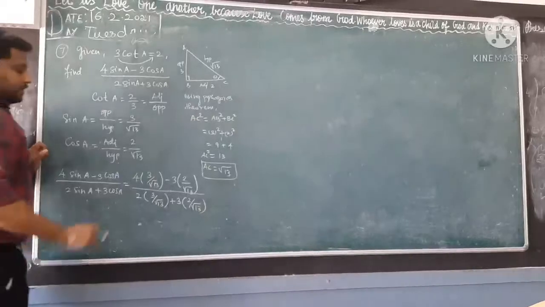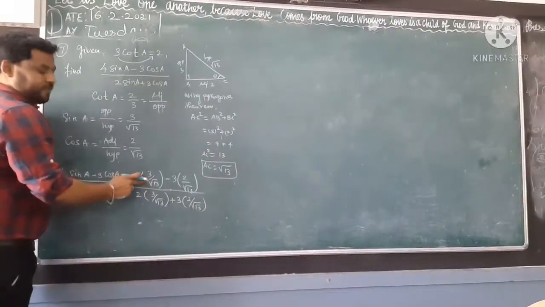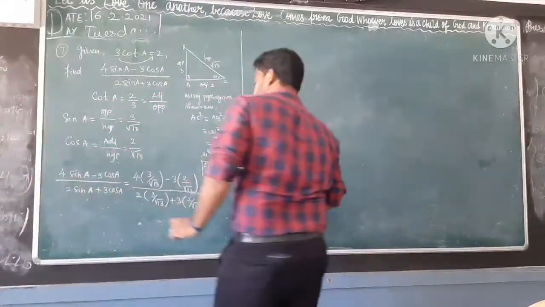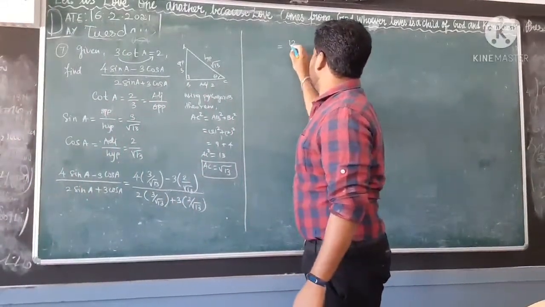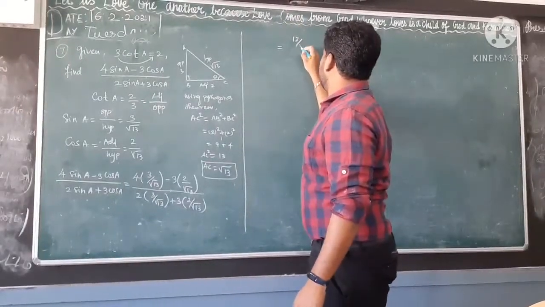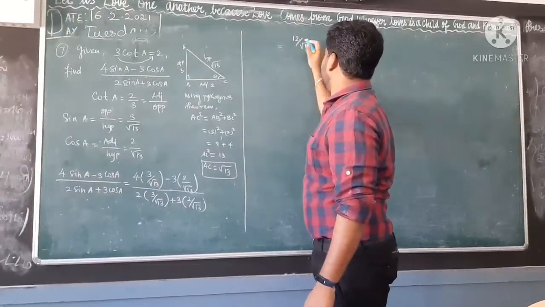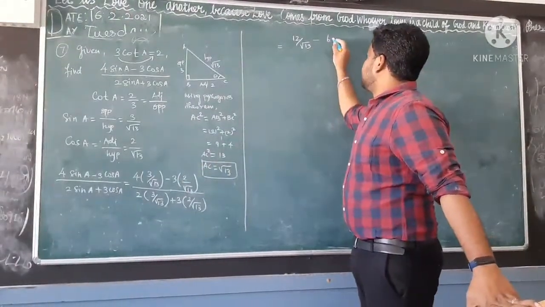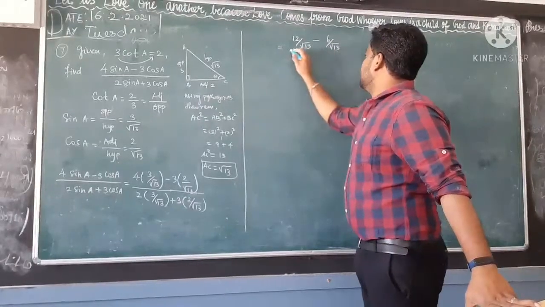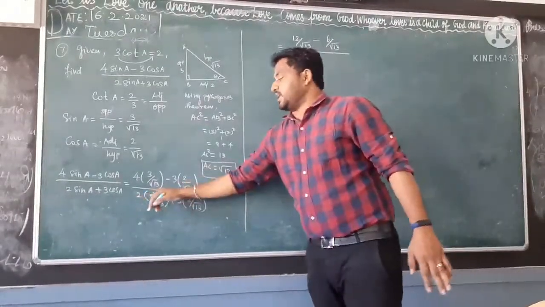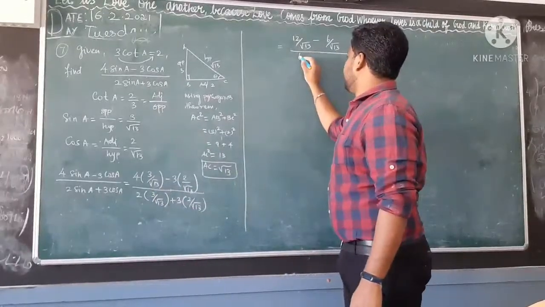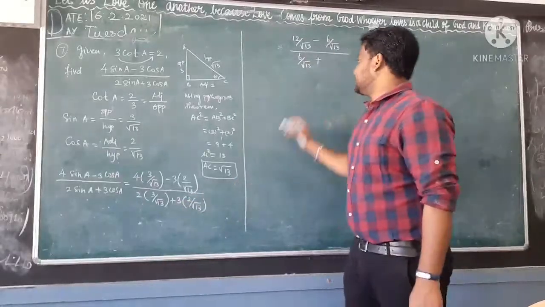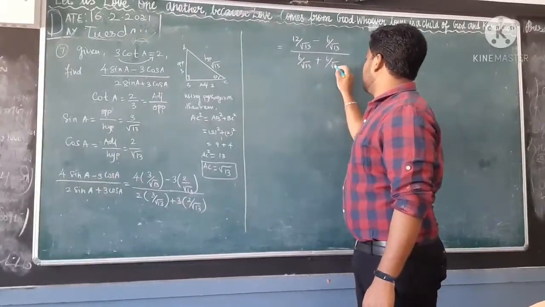Okay. Now we have to multiply these values. 4 into 3 is 12, so 12 divided by root 13, minus 3 into 2 is 6, 6 divided by root 13. The whole divided by 2 into 3 is 6, 6 divided by root 13, plus 3 into 2 is 6, 6 divided by root 13.